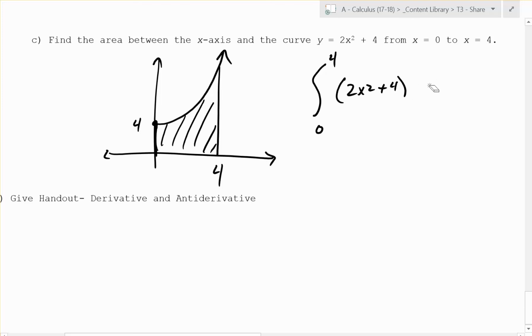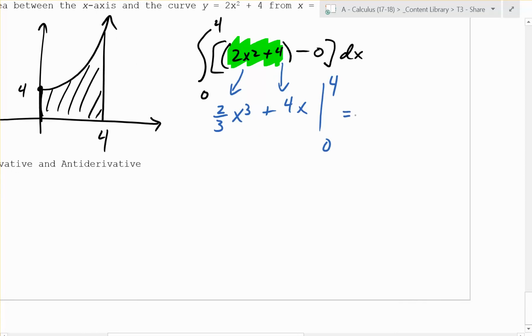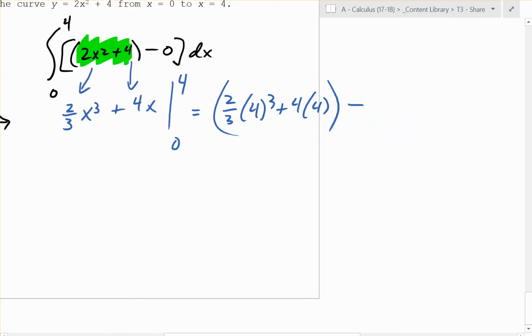If you wanted to write out the full integral, it would be minus 0, because that is the x-axis, the y value. So now you need to do the antiderivative of this right here. Well, the antiderivative of 4 is just going to be 4x. And the antiderivative here is going to be 2/3 x cubed. That is your antiderivative. And you're doing it from 0 to 4. So if you do that out, what does that mean you have to do? First you plug in 4. So if you plug in 4 into this, you get 2/3 times 4 cubed plus 4 times 4. You do that first. And you subtract what you get when you plug in 0.